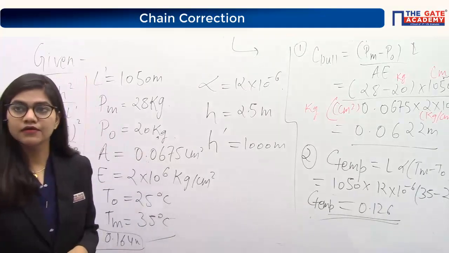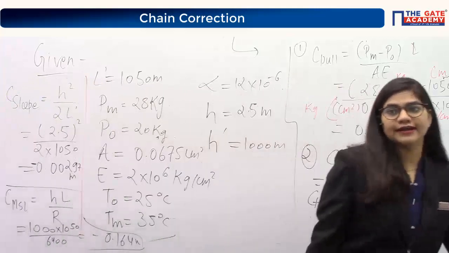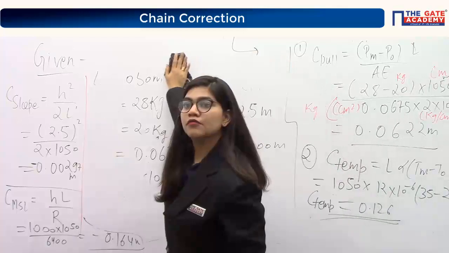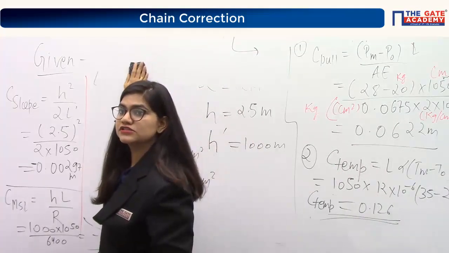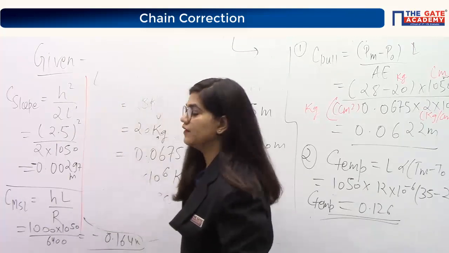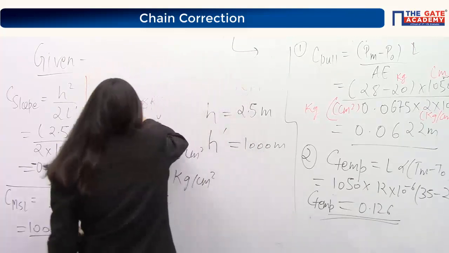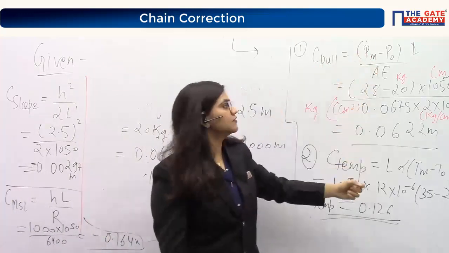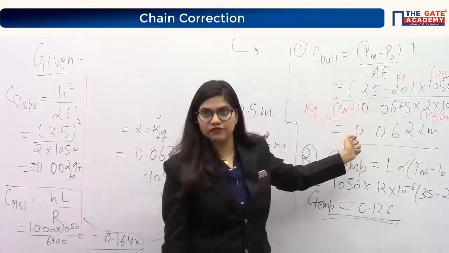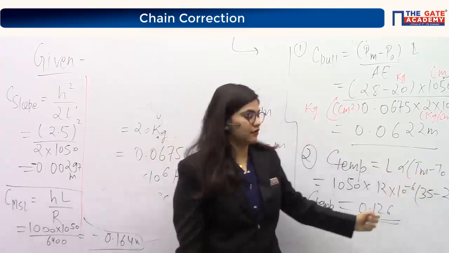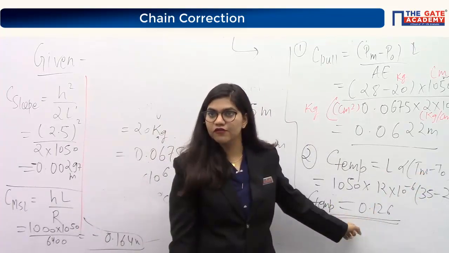Clear? So what will be your correct length then? What will be your correct length? Ma'am, what about other corrections? C slope, MSL will be negative, and what about others? You just check by your own. You are getting C pull value positive. It means your correction is positive. Okay. C temperature values also you are getting positive. So it is positive. Okay.